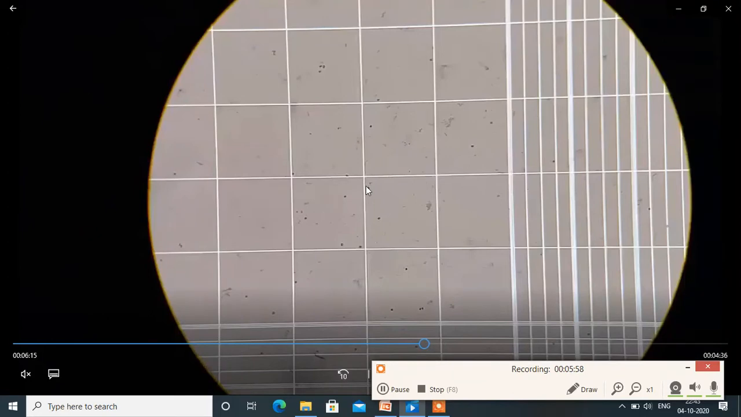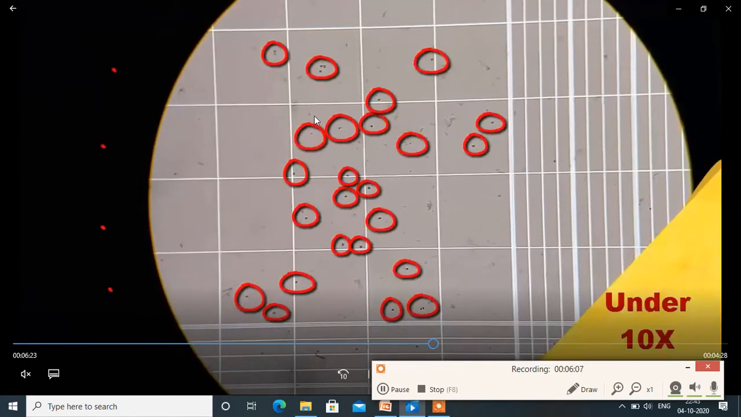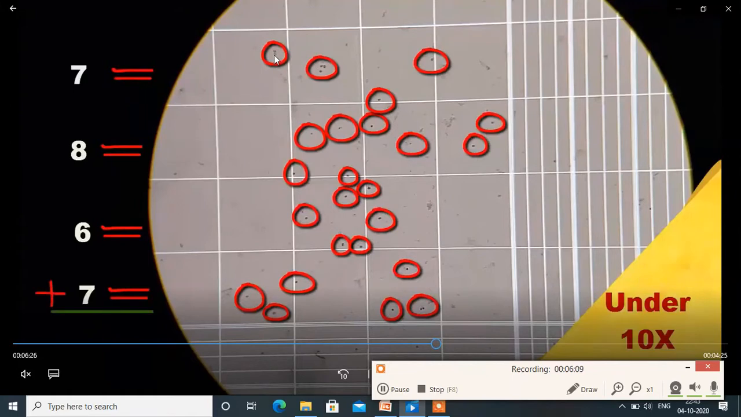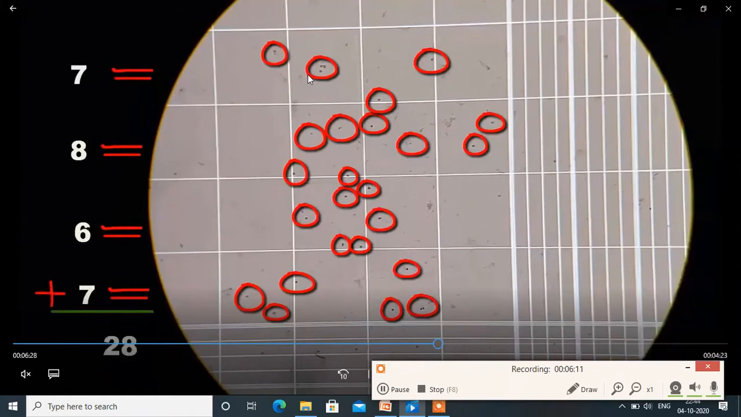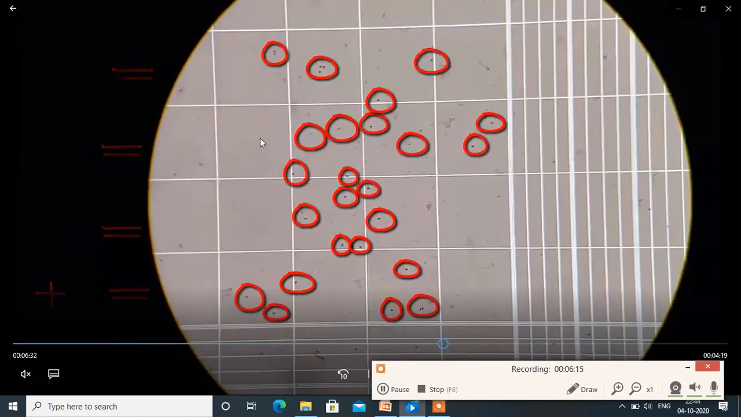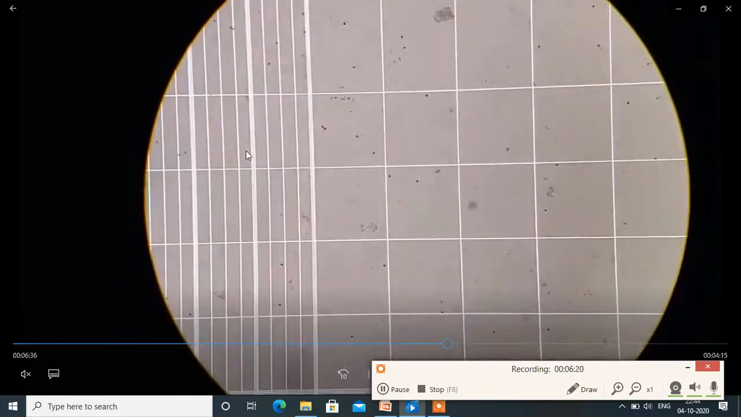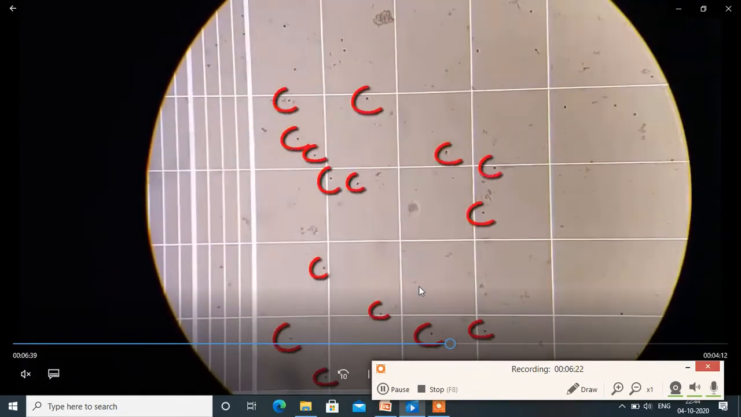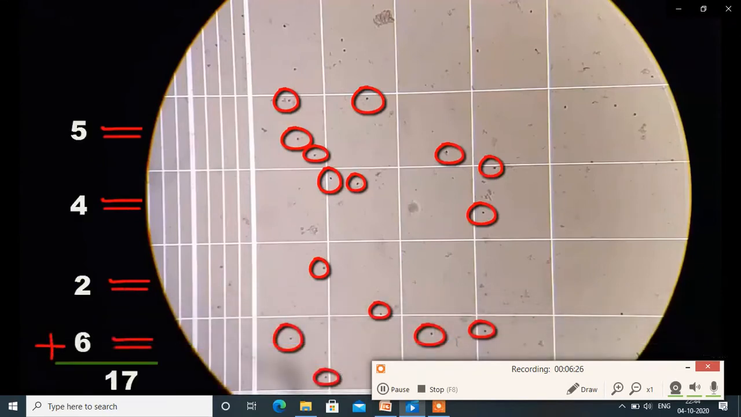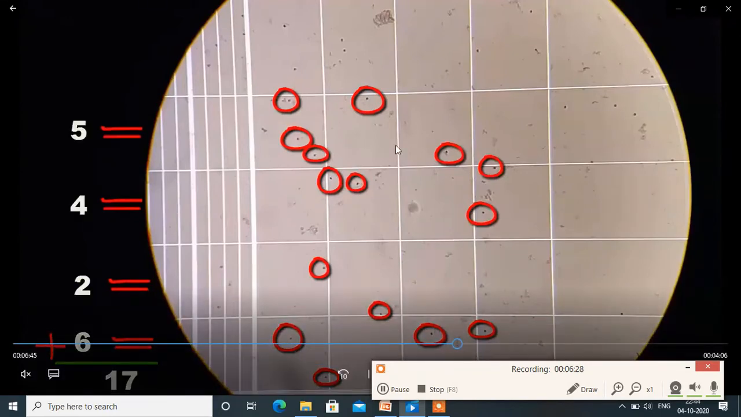Now see under the 10x and count the WBCs. We can take the W1. In that there is the 28. Now for the W2, W2 contains the 17 WBCs.